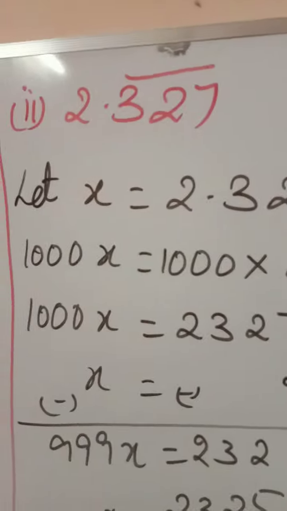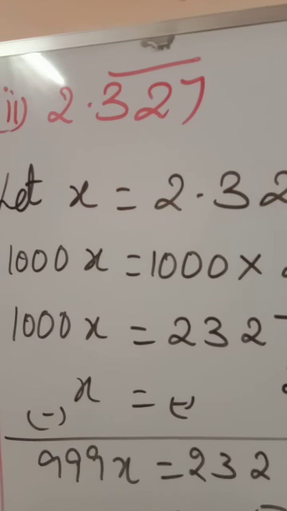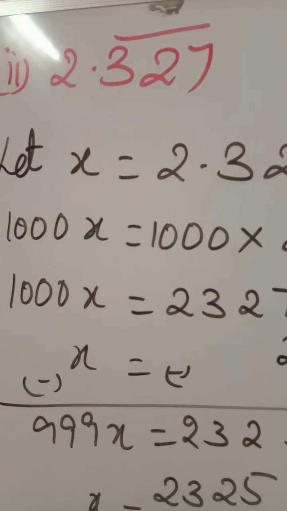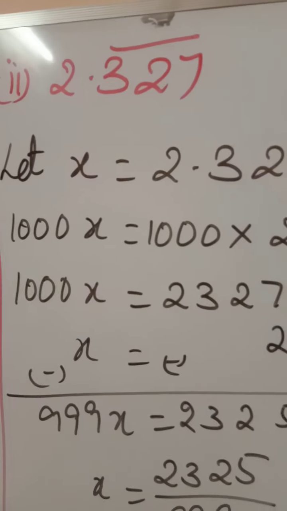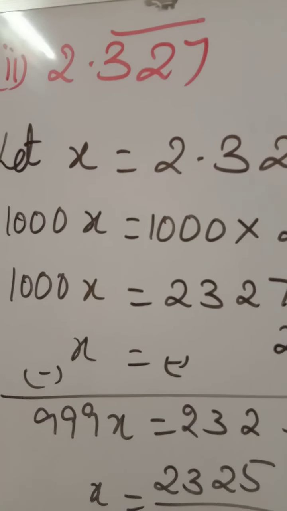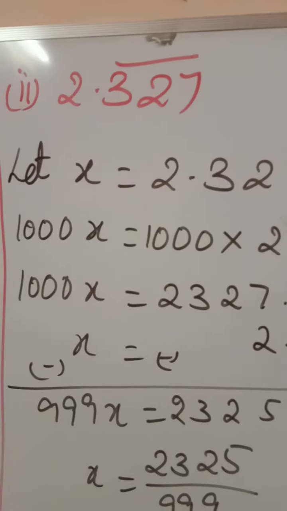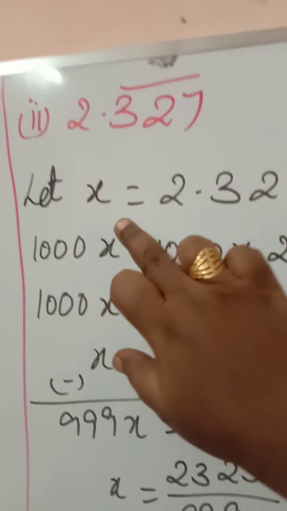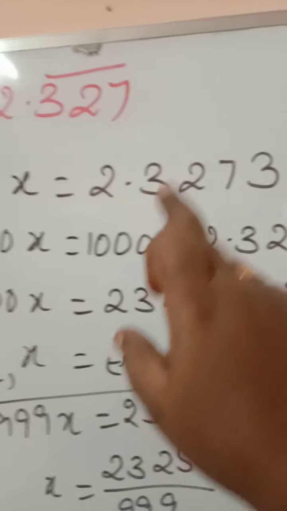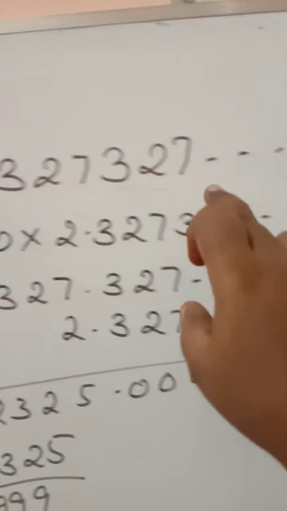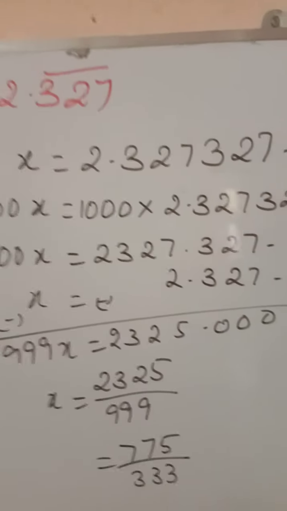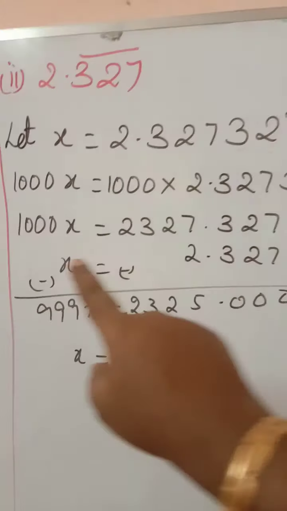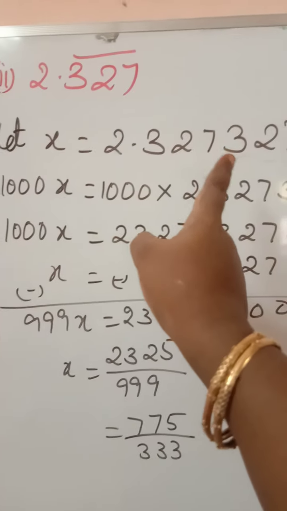So we go through the same procedure here. Second question, 2.327 bar, the bar is for 327. First we have to see how many numbers are repeated. Here 3 numbers. Second step, after the decimal point, whether only repeating numbers are there. Yes, here only repeating numbers are there, so we can proceed. So x is equal to 2.327327, the three numbers 327 repeating, etc. How many numbers are repeated? 3 numbers, so 10 power 3, 1000. That means 3 zeros should be there, so multiply both sides by 1000.